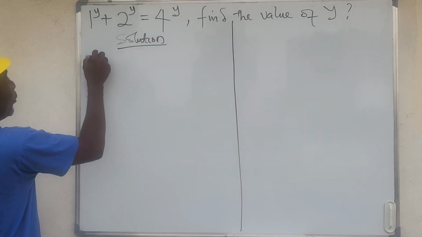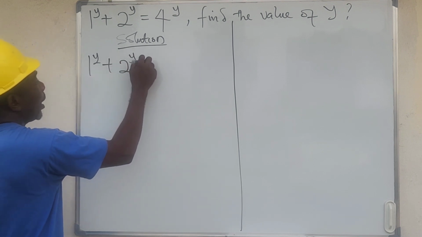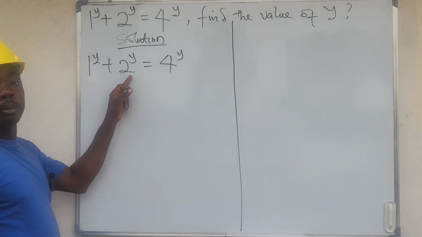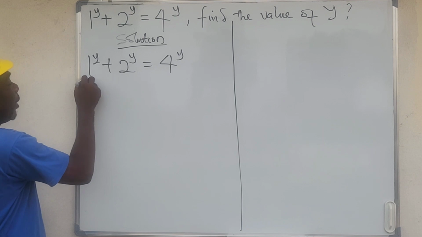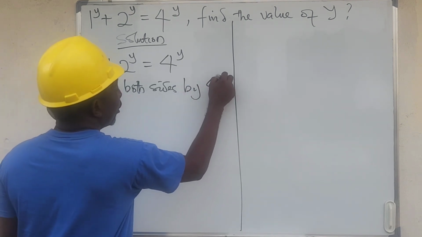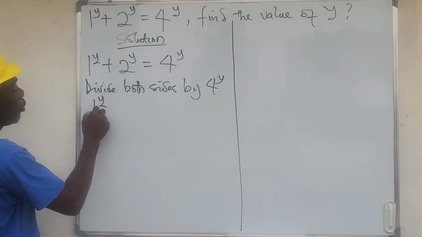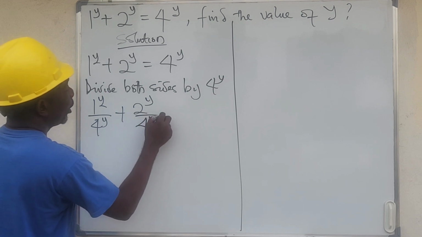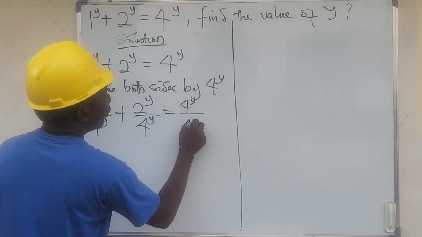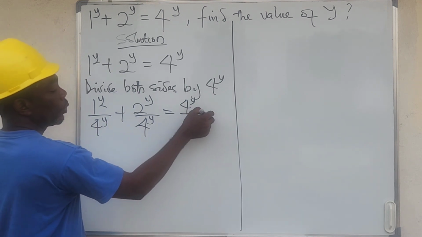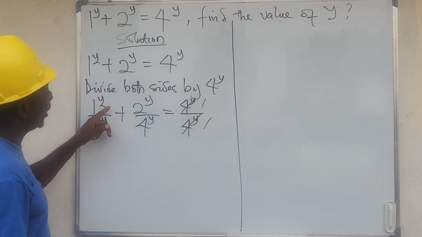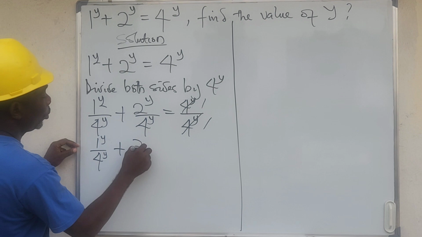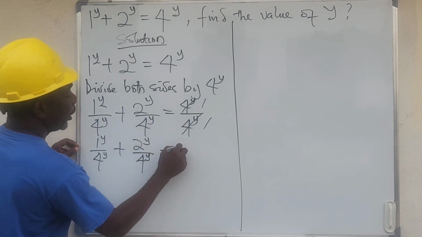We are given 1 raised to the power of y plus 2 raised to the power of y equals 4 raised to the power of y. Here we have everything to the power of y, so we divide both sides by 4 raised to the power of y. This becomes 1 raised to the power of y over 4 raised to the power of y, plus 2 raised to the power of y over 4 raised to the power of y, equals 4 raised to the power of y over 4 raised to the power of y. The right side cancels to 1, so we are left with 1 over 4 raised to the power of y plus 2 raised to the power of y over 4 raised to the power of y equals 1.